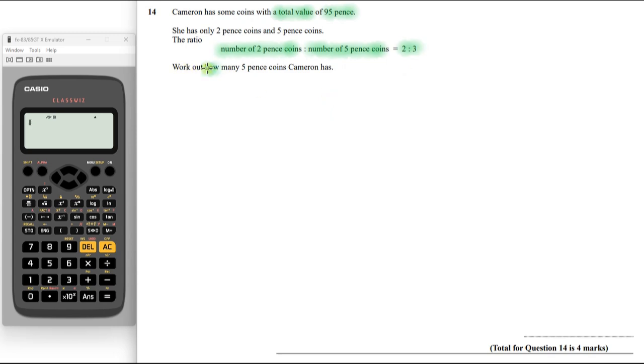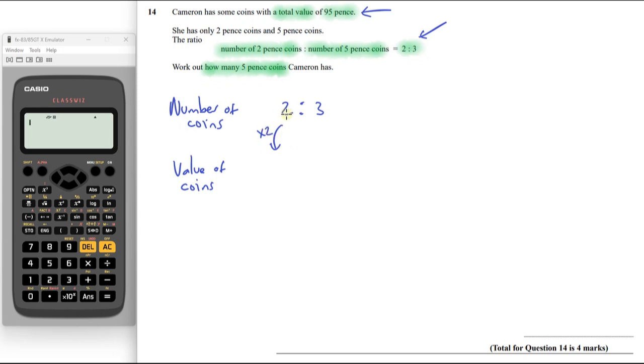Work out how many 5p coins Cameron has. Now we need to be really careful here because we're told what the total value is, but with the ratio, this isn't the value of the 2p coins and the 5p coins. This is the number of 2p coins. So if we think about the number of coins, the ratio is 2 to 3. But now if we think about the value of the coins, what would the ratio of the value of the coins be? Well, the 2 corresponds to the 2p coins, so we're going to have to multiply that by 2.